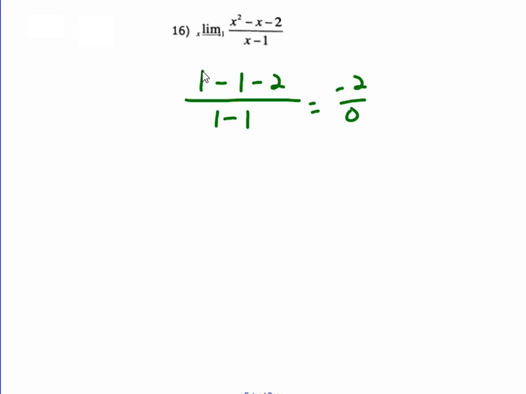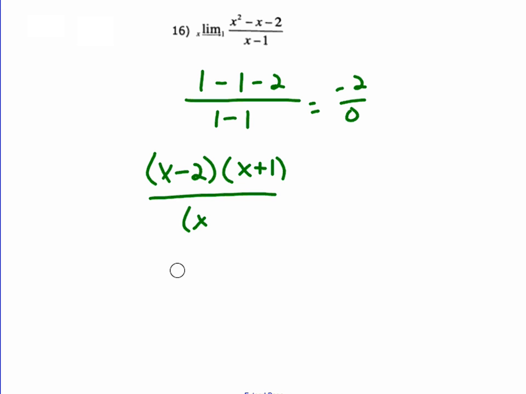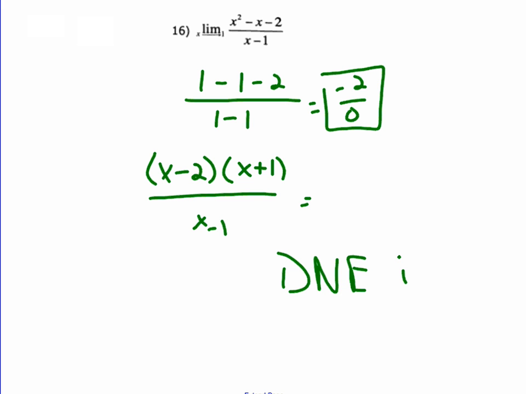Sad face, factor, factor, factor, factor. All right, so we need two numbers that multiply to be negative 2 but add to be negative 1. So we have x minus 2 times x plus 1 over x minus 1. In this case, once we factor, we see that nothing cancels out. Therefore, we have to stick with this guy up here, and our limit does not exist because of that thing. Okay, so limit doesn't exist for number 17, not a thing.